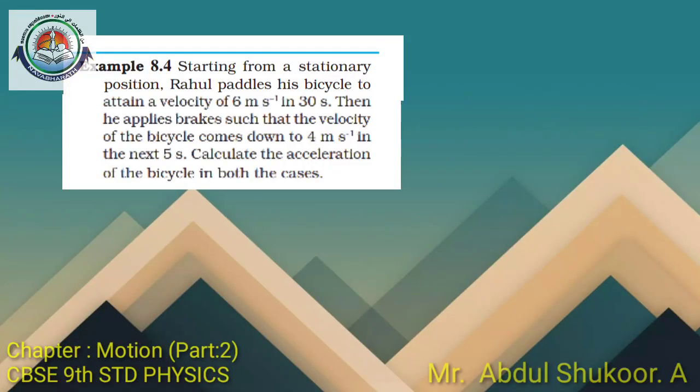Starting from a stationary position, Rahul pedals his bicycle to attain a velocity of 6 meters per second in 30 seconds. Then he applies brakes such that the velocity of the bicycle comes down to 4 meters per second in the next 5 seconds. Calculate the acceleration of the bicycle in both cases.